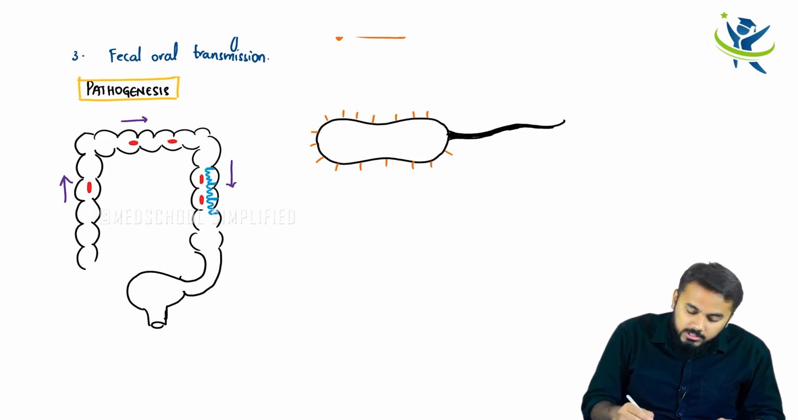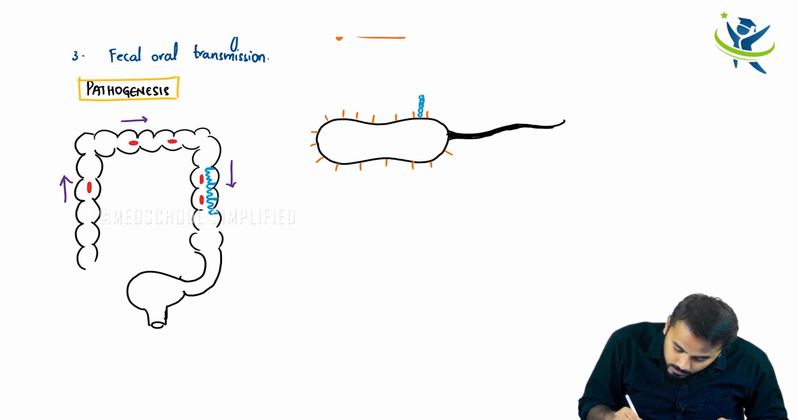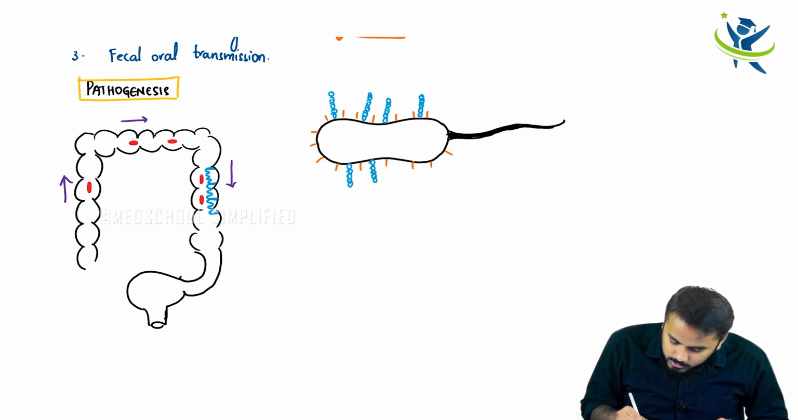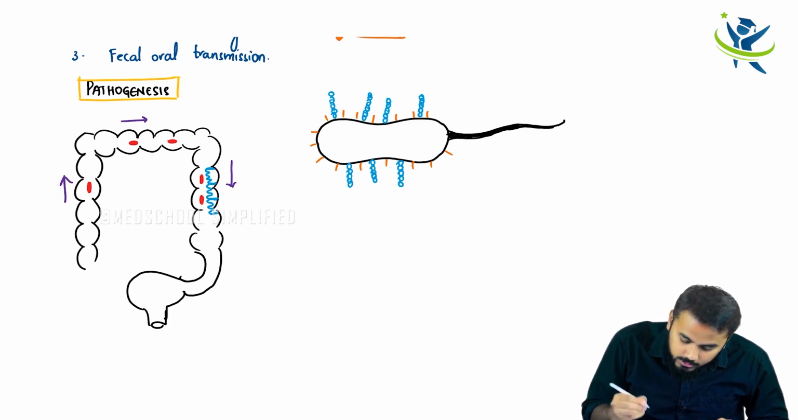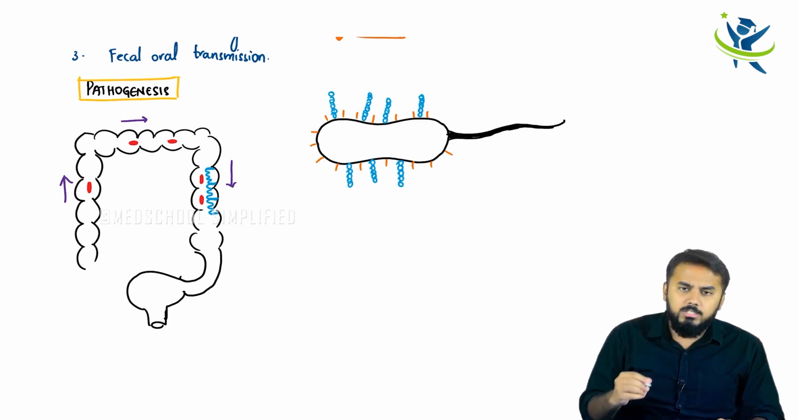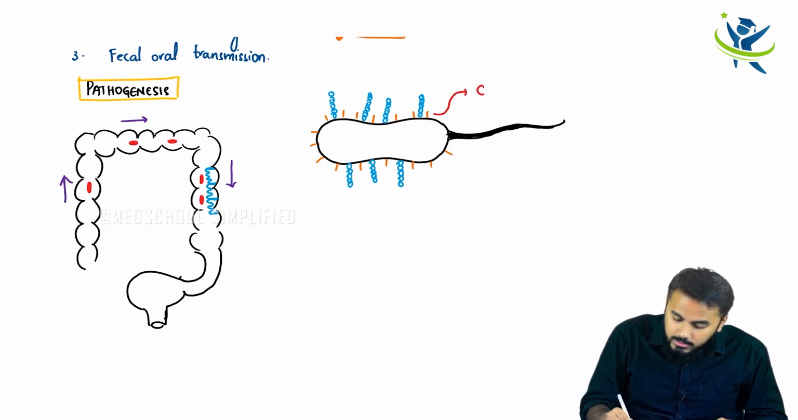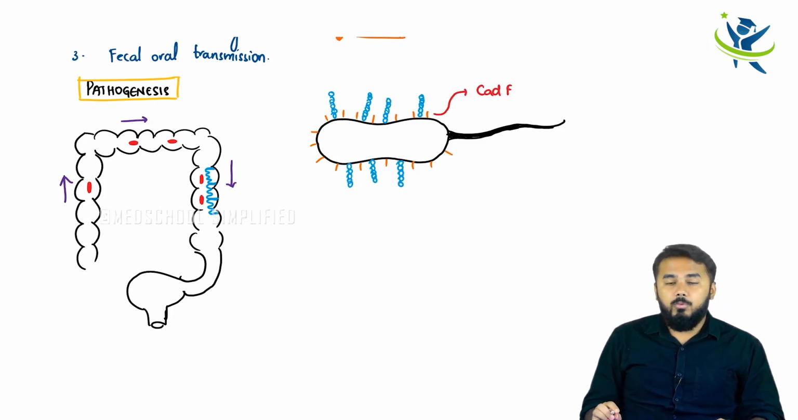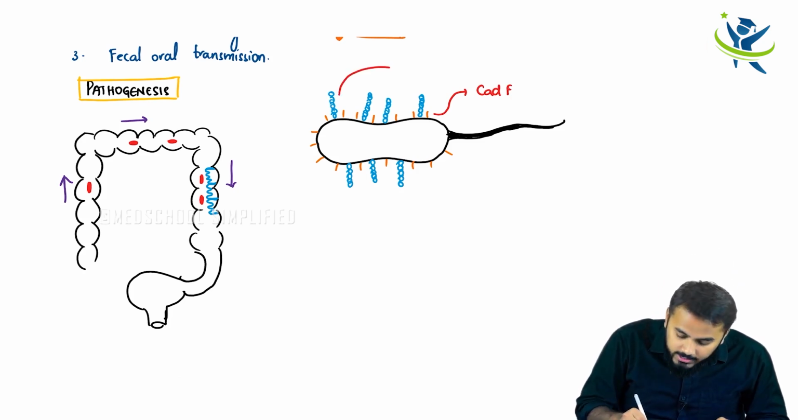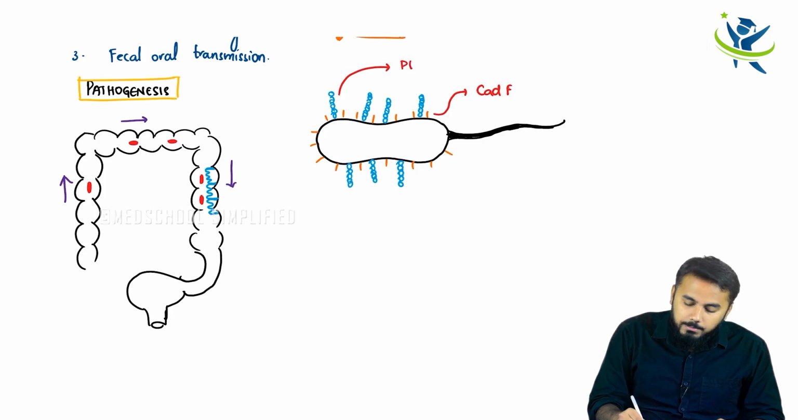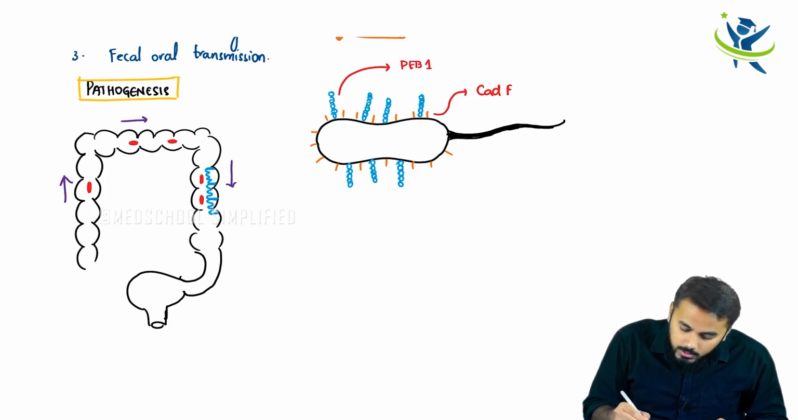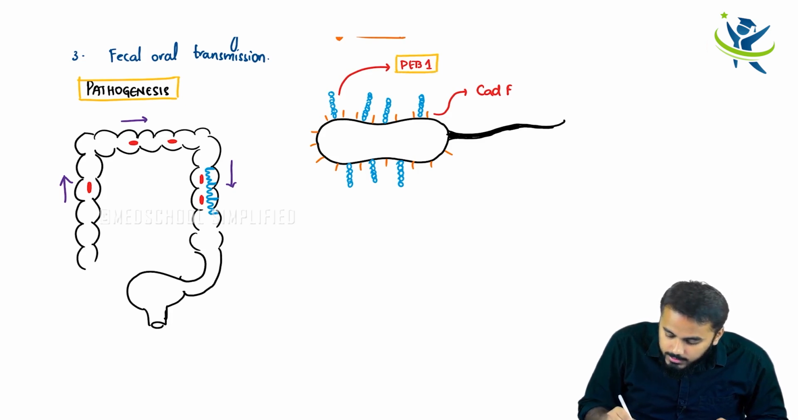Now, along with these structures, there are some more structures in the form of chains. You see, in between these small hairpin-like structures, there are some more structures in the form of chains. What are these two structures? The small structures which you can see here are called CadF molecules, CadF protein, and the long chain-like structures are called PEB1 molecules. One is called PEB1 and the other is called the CadF molecule.